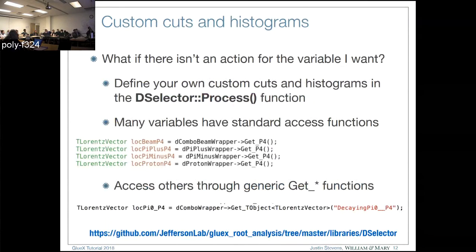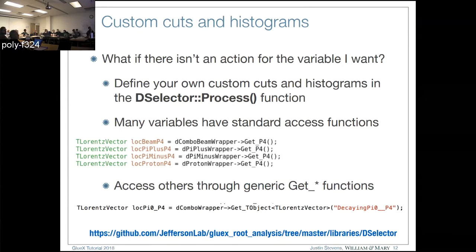Okay, what if the action for the variable you want to look at isn't in this list of actions that are provided? Well, you could add it. You could put in a new cut action or new histogram action, or you could define your own custom cuts or histograms in this process function. So you have access to everything in the tree inside of this function, and so you can write your own.